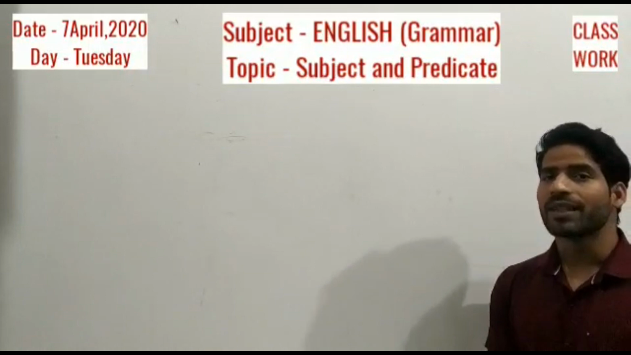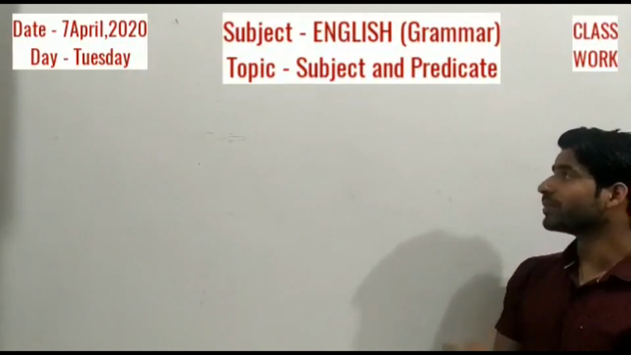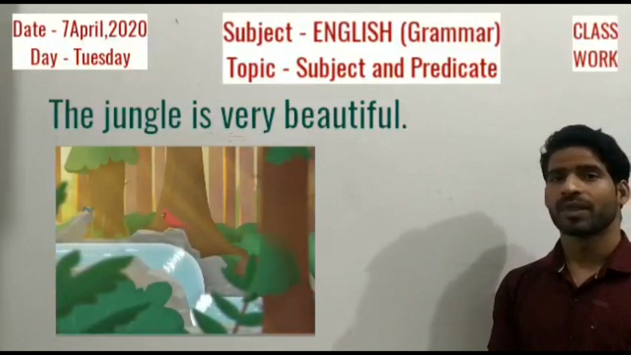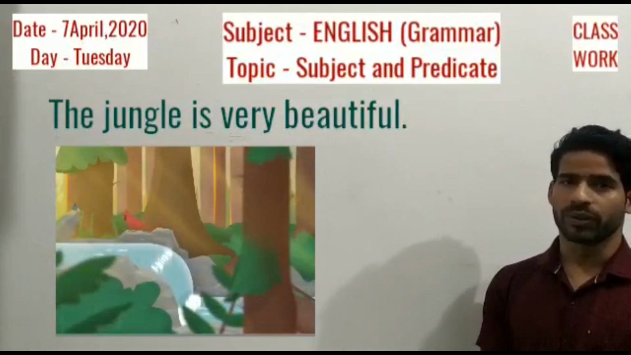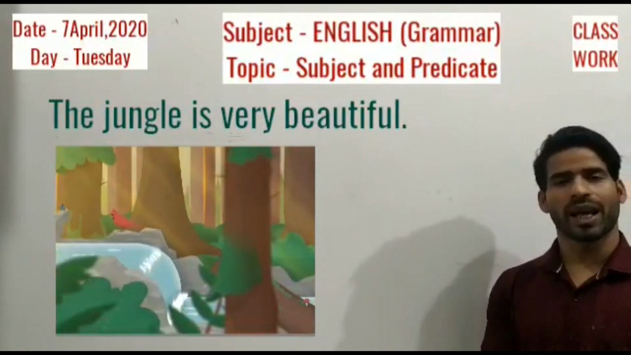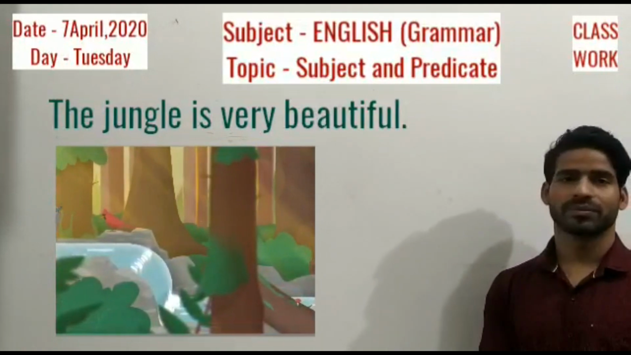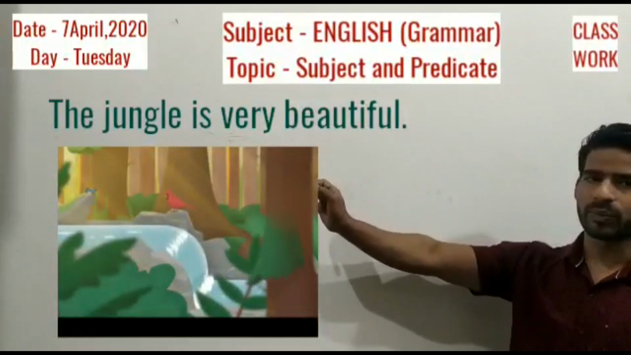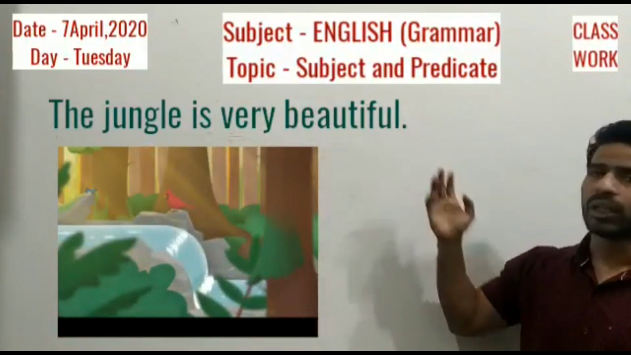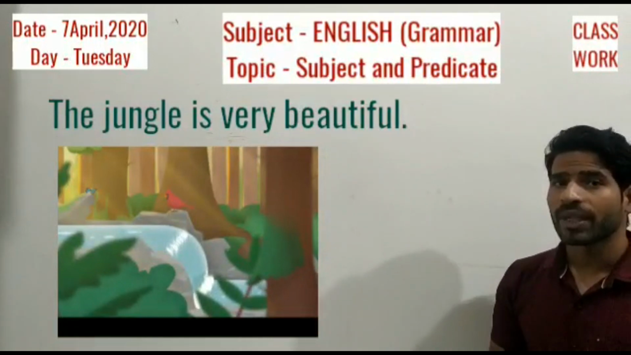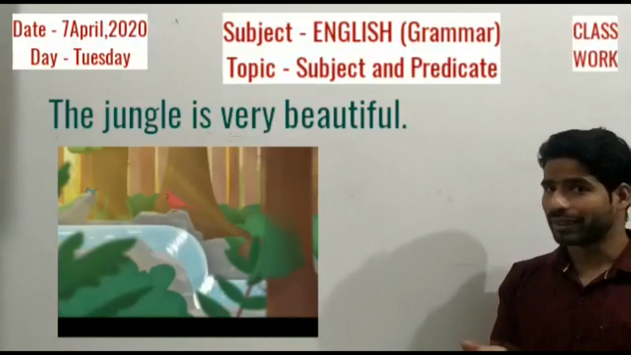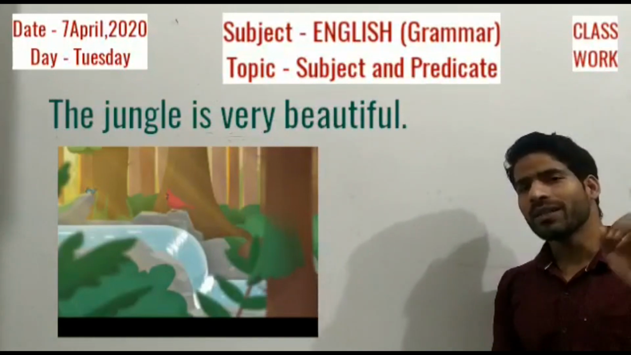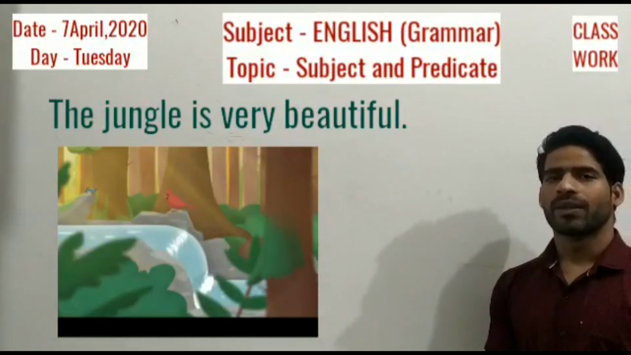Now, can you identify subject and predicate in this sentence for me? The sentence is, the jungle is very beautiful. Now try to identify the subject and the predicate in this sentence. Wow, that is very correct. Here, the jungle is the subject and is very beautiful is the predicate because the jungle is the main part in this sentence which we are talking about, and the rest of the part is telling about the subject, that is our forest. Very good.